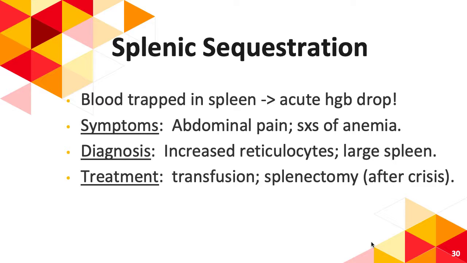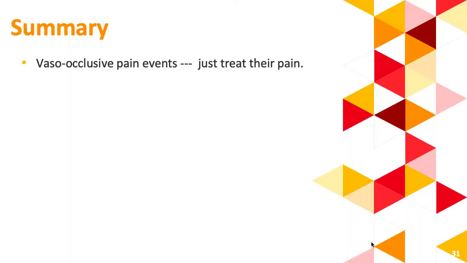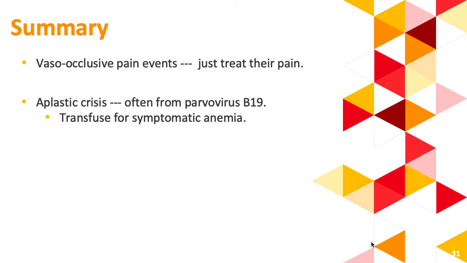No. All right, so here's the summary. Someone has a vaso-occlusive pain event or a sickle cell pain crisis. Very simply, treat their pain. This is the most common reason you'll see a patient in the ED for sickle cell, and is super easy. Just give them pain medicine. Aplastic crisis, remember the association with parvovirus B19. You're likely to see that on a standardized test. Transfuse them if they have symptomatic anemia.